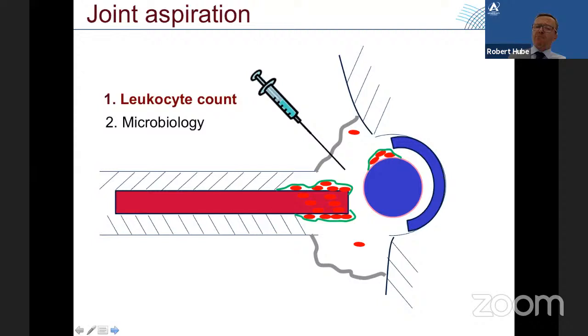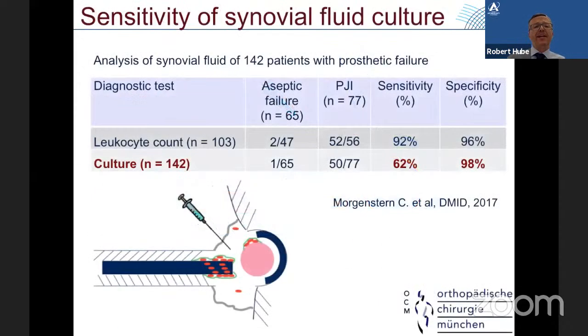But if the hip is not exploding and we have a low-grade infection, the sensitivity is pretty moderate, because most of the bugs are within the biofilm and not apparent for our aspiration. So if you look at this, the sensitivity of synovial fluid culture is about 62%. But the leukocyte count is much, much higher.